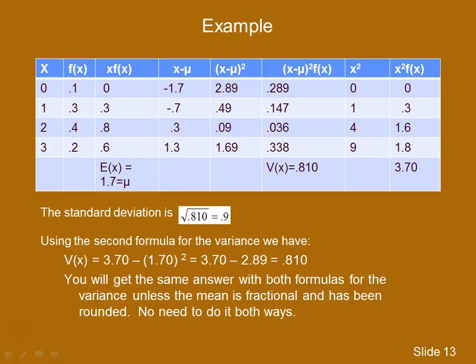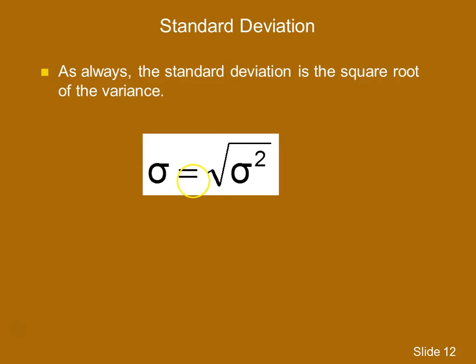And again, we can call that mu, the mean. Now, if you want to calculate the variance using the first formula that we had a minute ago.